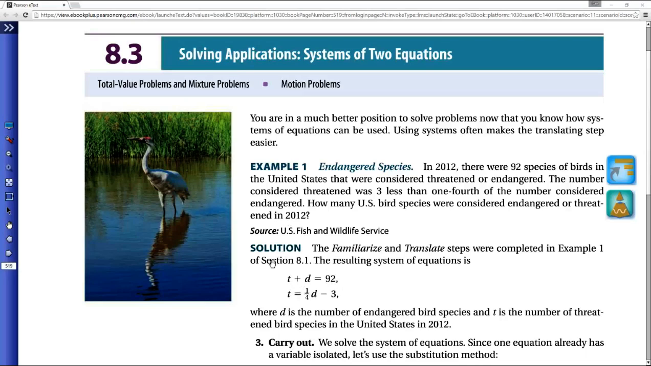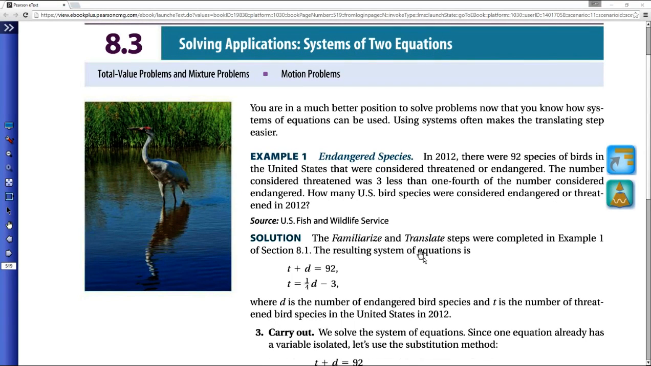But let's read through this one here. Example 1, endangered species. In 2012, there were 92 species of birds in the United States that were considered threatened or endangered. The number considered threatened was 3 less than one-fourth the number considered endangered. So we familiarize ourselves with these steps.